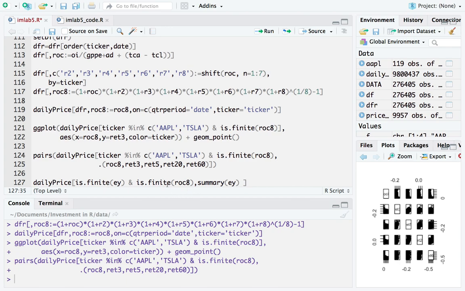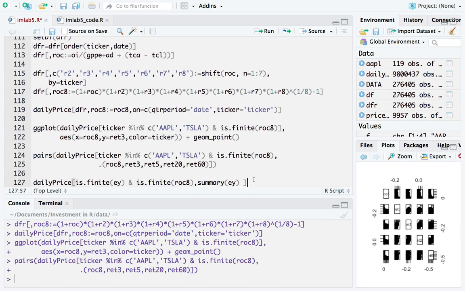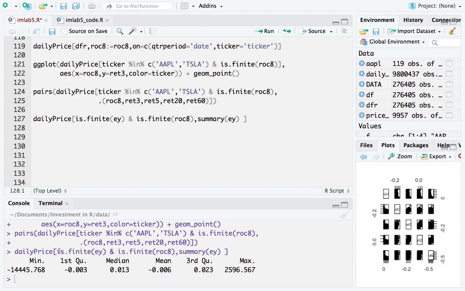All right, so here, notice the summary function. Notice I'm filtering for only situations where I have both a quantitative number for earnings yield and ROC8. I run this. Here are my results. We got crazy outliers over here, the minimum and the max. These are just crazy numbers. Within the first quartile and third quartile, which is 50% of the data, we have more meaningful numbers, from a negative 0.003, so that's a negative 0.3%, all the way to a 75th percentile number of 2.3% earnings yield.